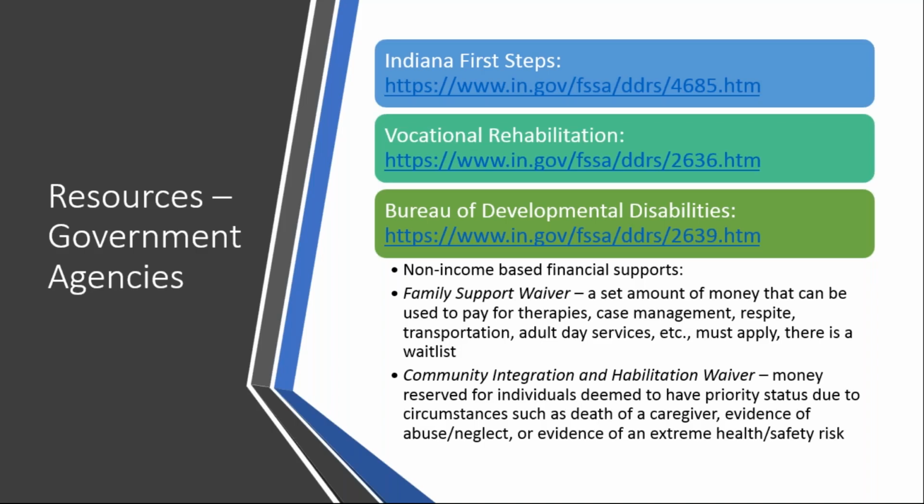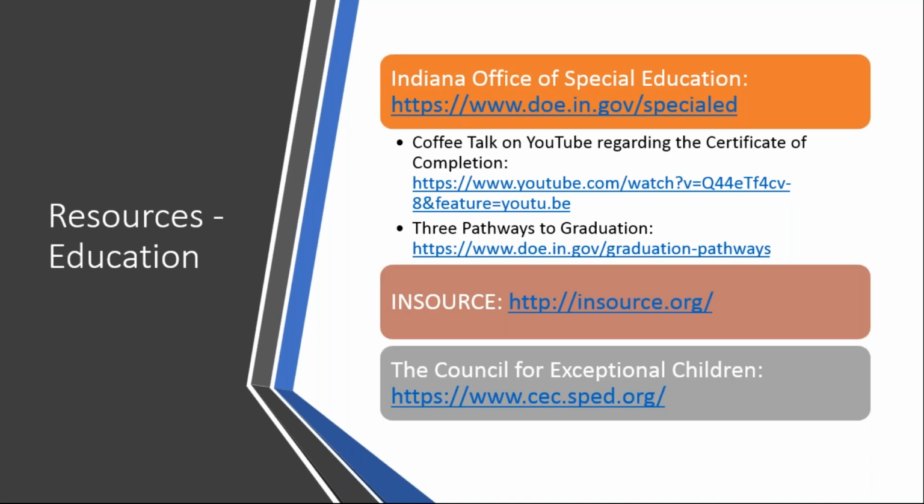Family Voices has a lot of information about getting connected with the family support waiver. There's also another waiver called the Community Integration and Habilitation Waiver. This is a little bit more specific. That's money reserved for individuals who have priority status because of specific circumstances, such as death of a caregiver, evidence of abuse or neglect, or evidence of some sort of extreme health or safety risk. So if an individual has an intellectual disability, they typically can qualify, for example, for the family support waiver, but there is paperwork that needs to be signed and there is a wait list for receiving these services.